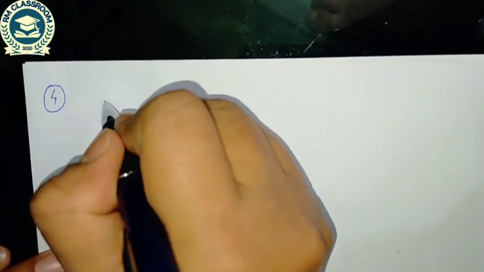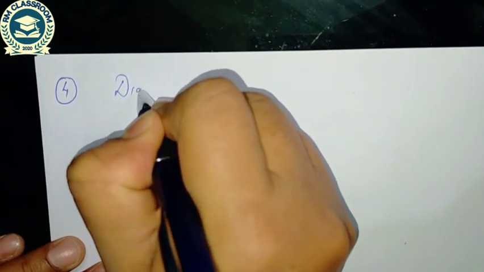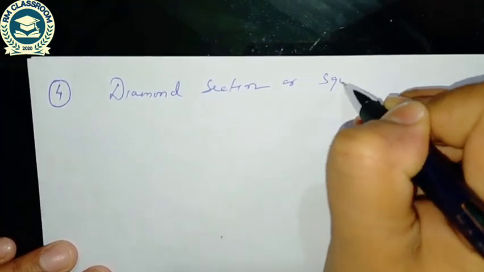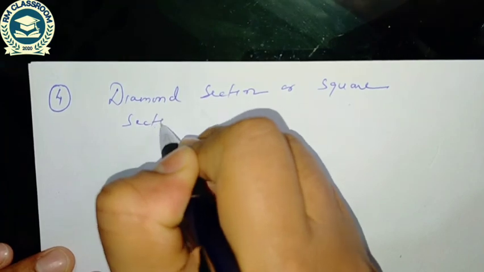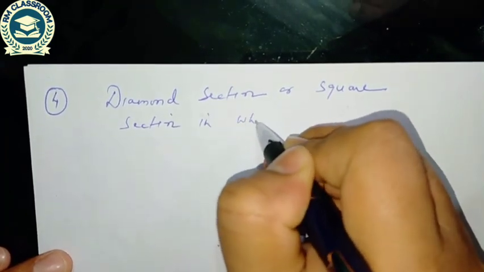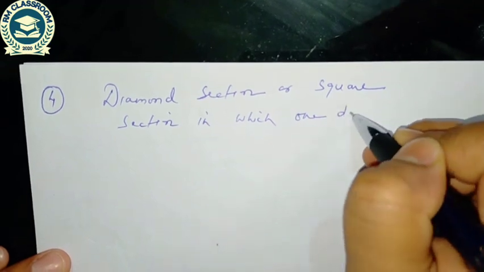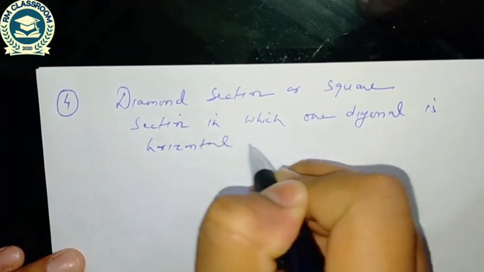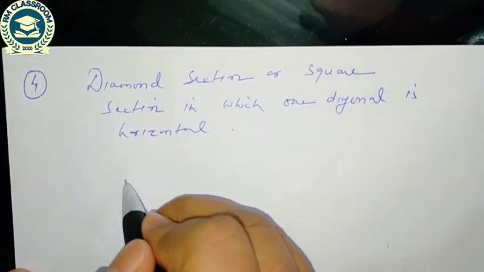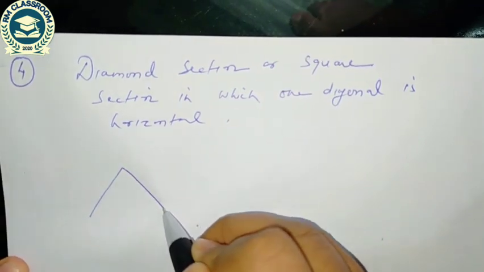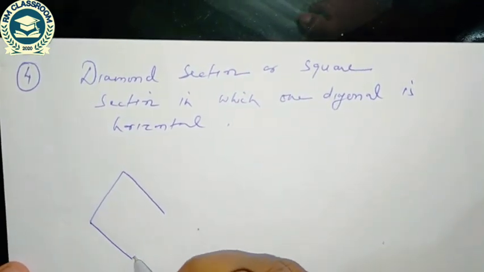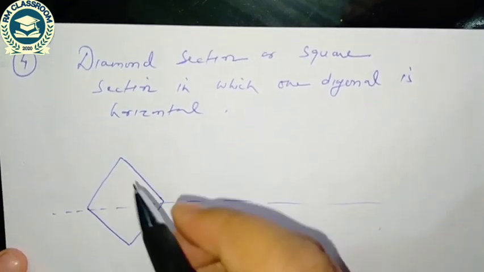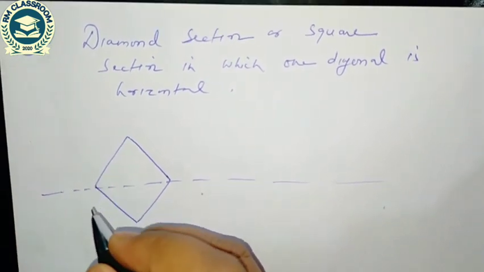Similarly, another section is diamond section or square section in which one diagonal is horizontal. A diamond section or a square section in which one diagonal is horizontal. So this is for your home assignment. You have to compute the value of, derive the maximum shear stress.